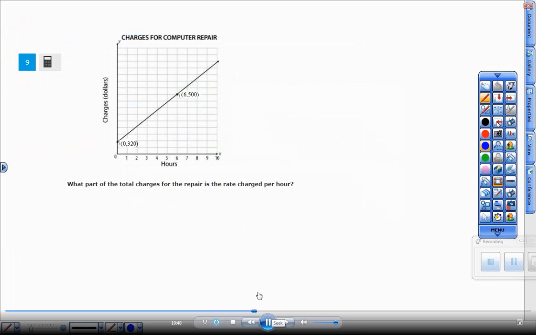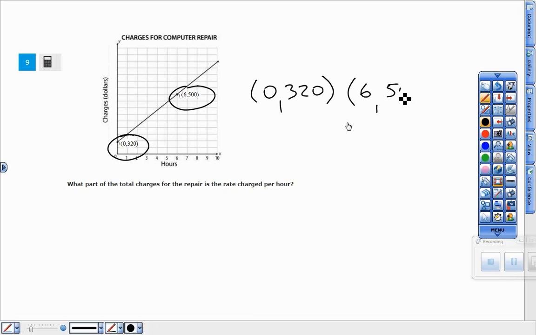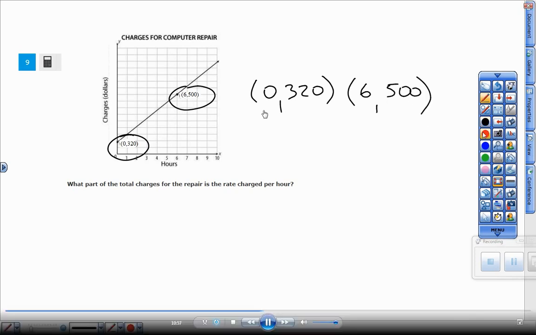All right, for number 9, this one for Math 1 is optional. Math 1 Honors, this one is not optional. So here we go. Slope from these two coordinates, (0, 320), the other coordinate (6, 500). Again, this is x, this is y.